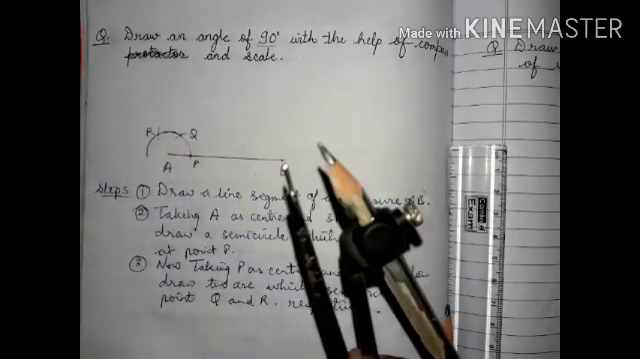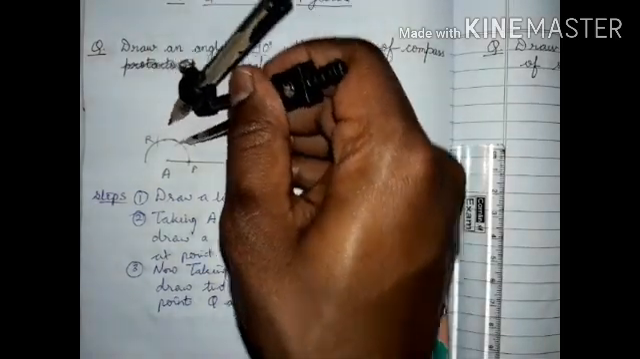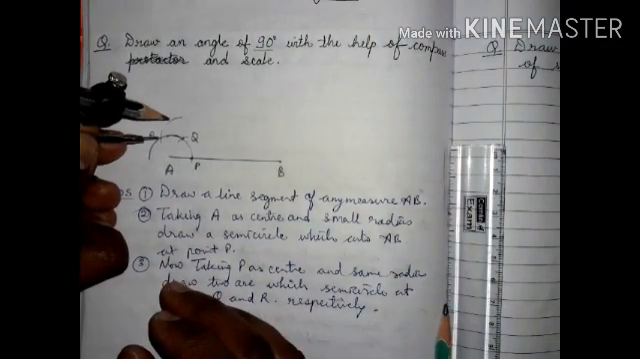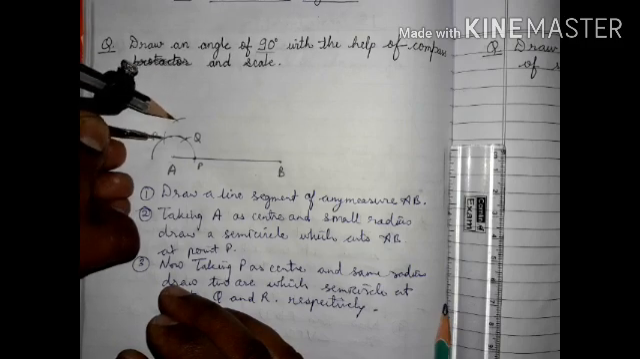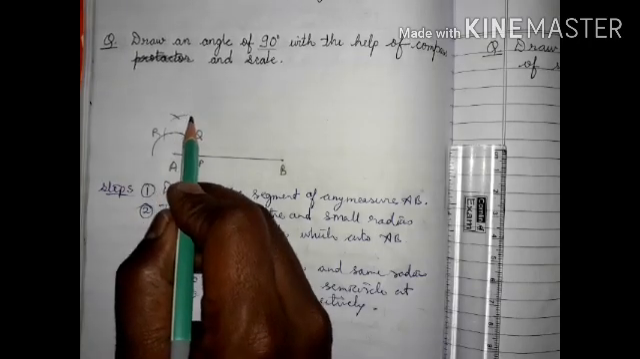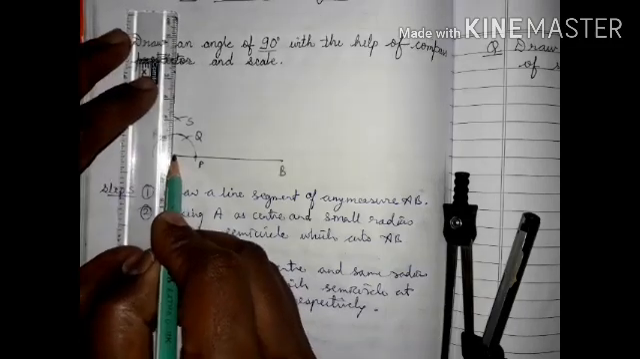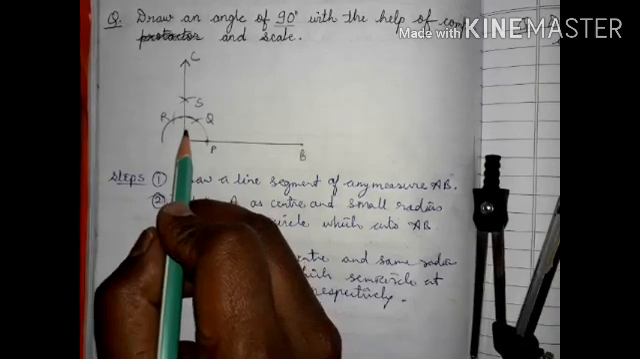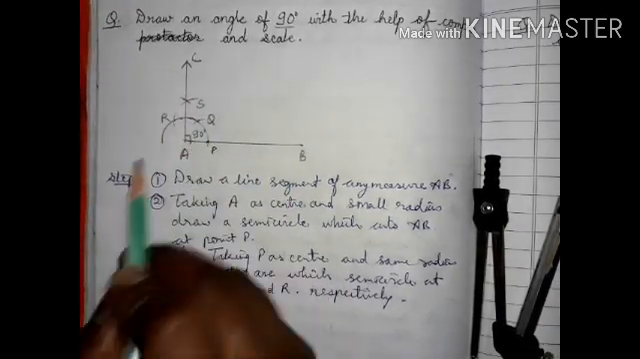Now with the same radius, taking Q as center, draw an arc upside, and taking R as center, draw one more arc which cuts the previous arc at point S. Both arcs cut each other at point S. Now join AS to C. Now angle CAB is 90 degrees.